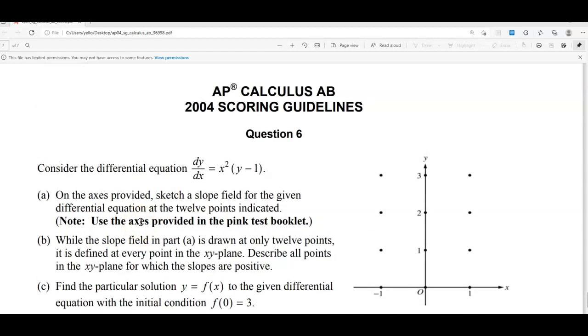All right, let's go ahead and take a look at part B here. It says, while the slope field in part A is drawn only at these 12 points, it's defined at every point in the xy plane. In other words, there's always a slope somewhere in this plane. Now the question is saying, describe all the points in the plane for which the slopes are positive.